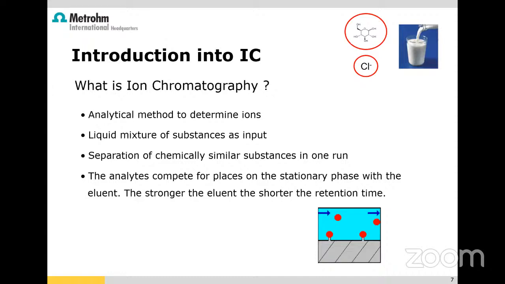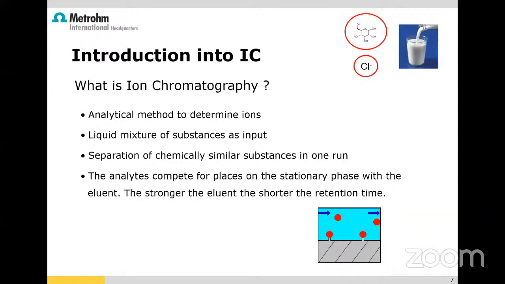Similarly, here also we are following the same technique, chromatography only, but instead of compounds, we are into determination of ions. So compounds means it can be polar or non-polar, meaning you have delta minus and delta plus. Here it is not like that. It's completely plus and completely minus. As we see, negative ions are anions and positive ions are cations. So ion chromatography is an analytical technique only for the measurement of ions. Rest everything remains the same.